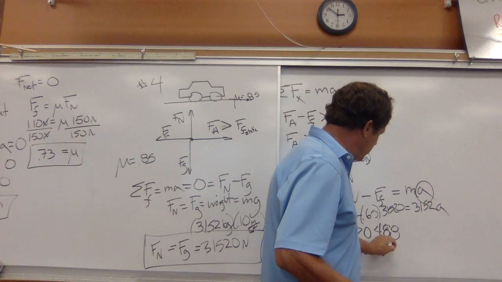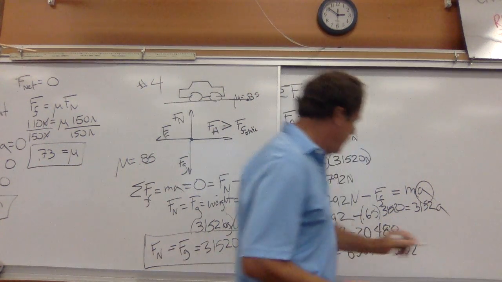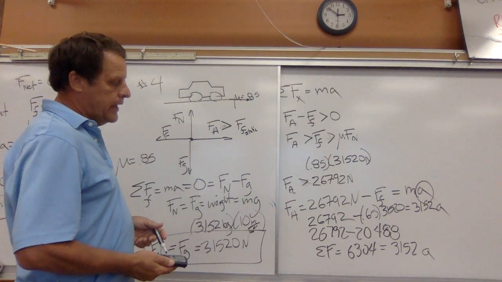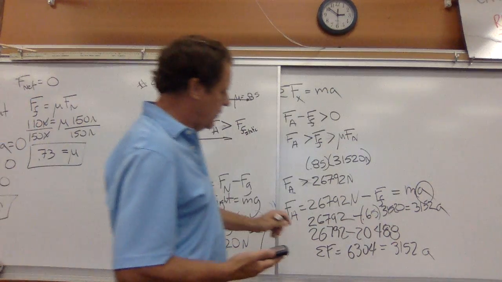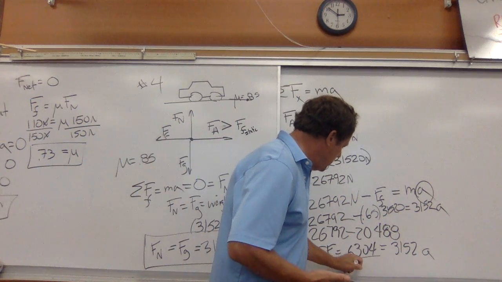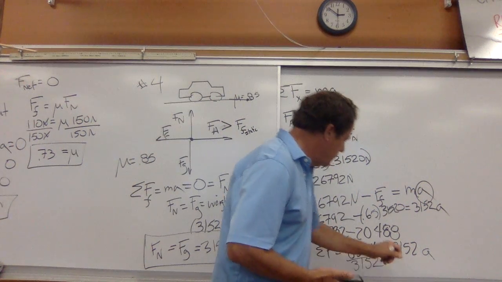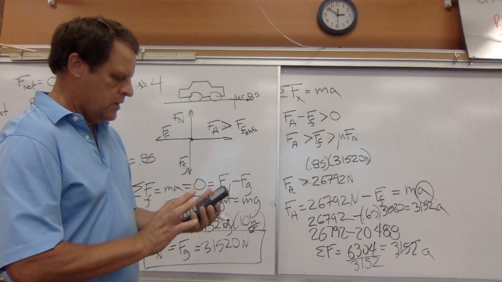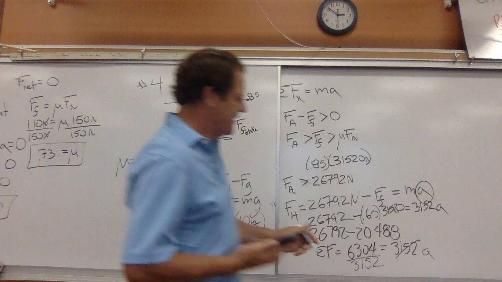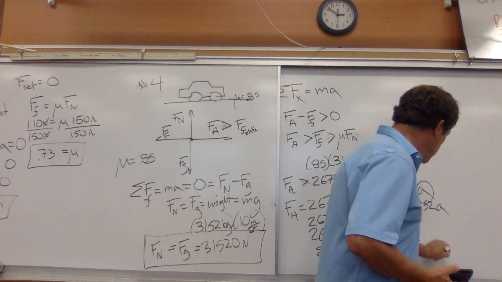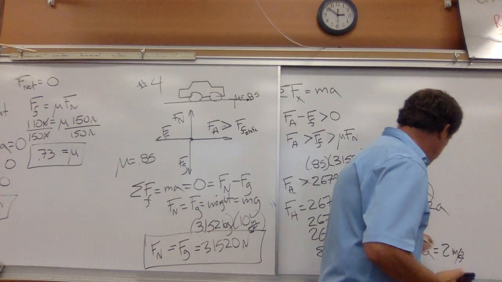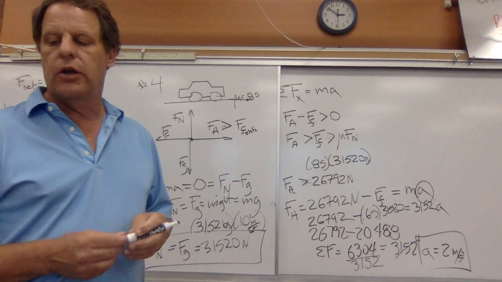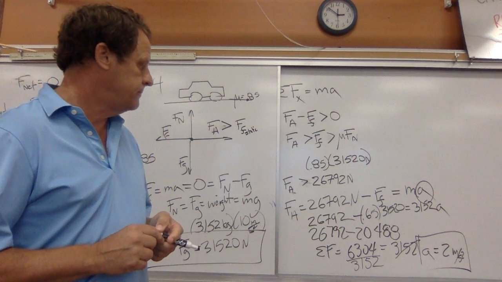And that is going to equal 3152 times a. And now we want to get rid of the 3152, so we divide both sides by 3152. And when we do that, we're going to get an acceleration that is equal to 2 meters per second squared. Okay, and that is problem number 4.